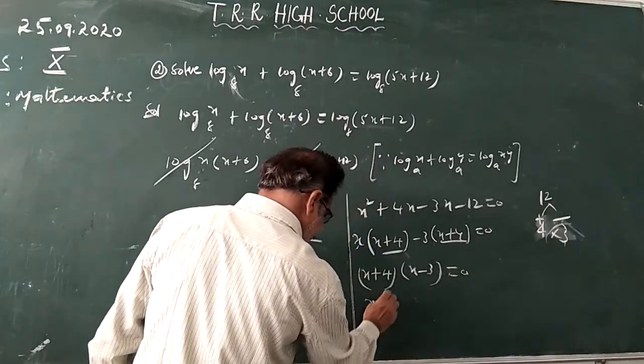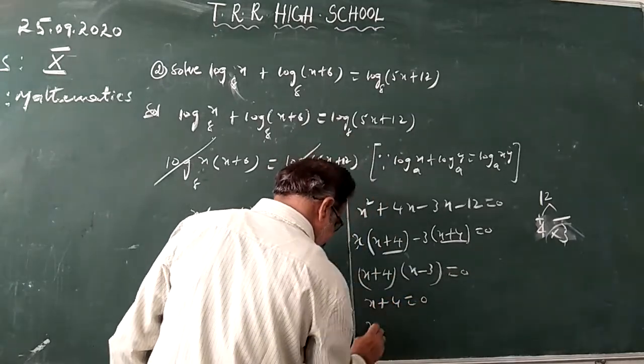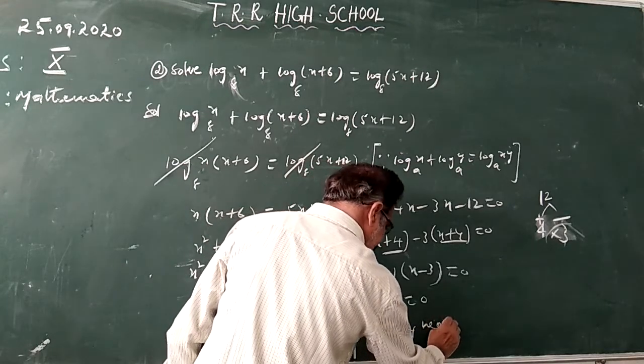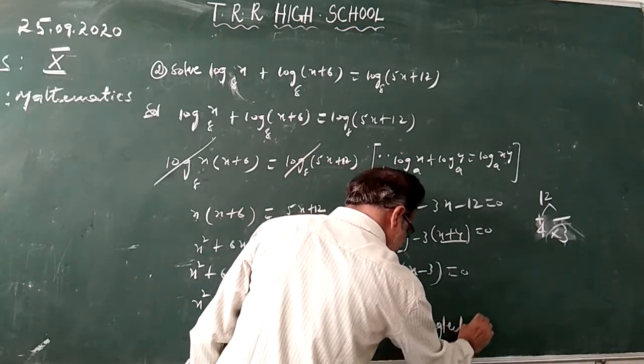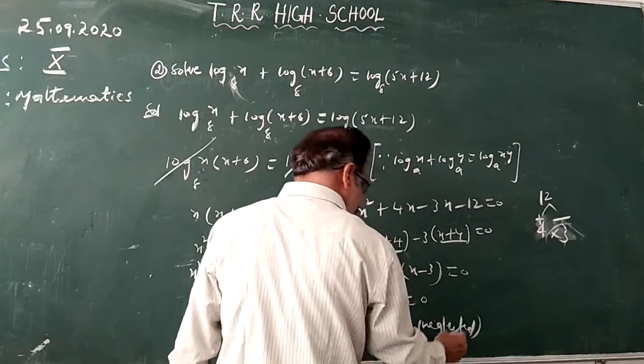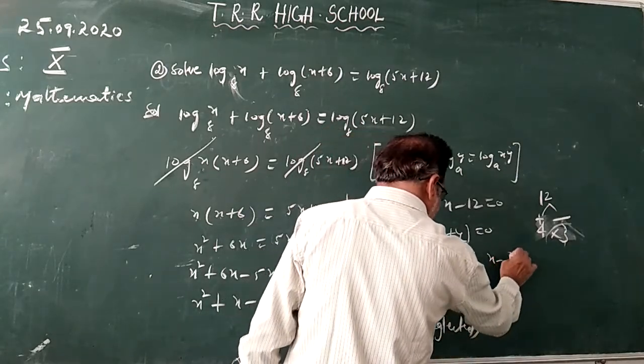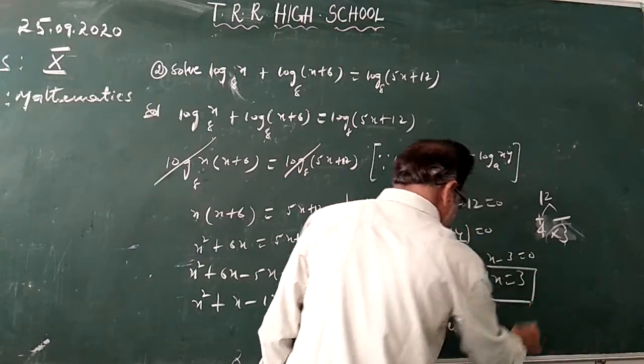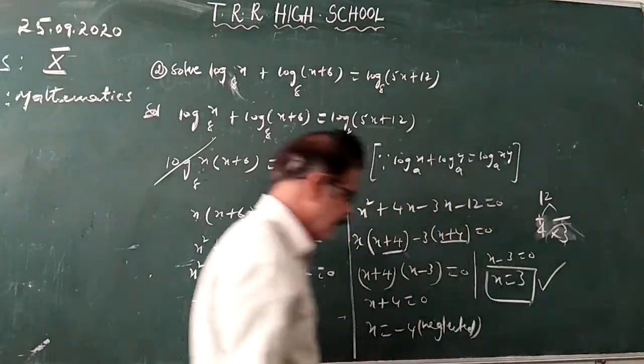Each factor equal to 0. x plus 4 equal to 0, x is equal to minus 4. It is neglected. Don't consider the negative value. You ignore this and take the positive value only. x minus 3 equal to 0, x equal to 3. So x equal to 3 is the value.